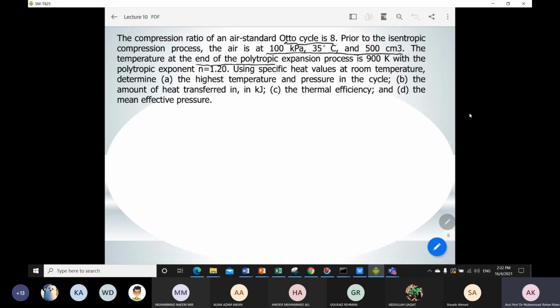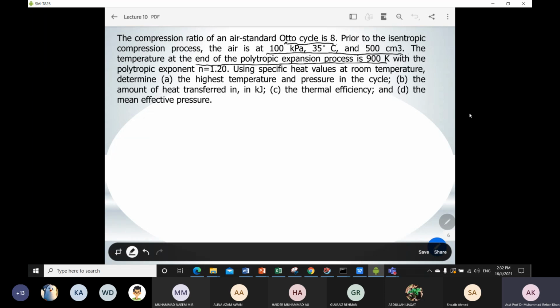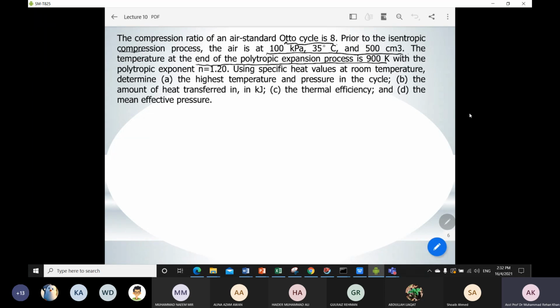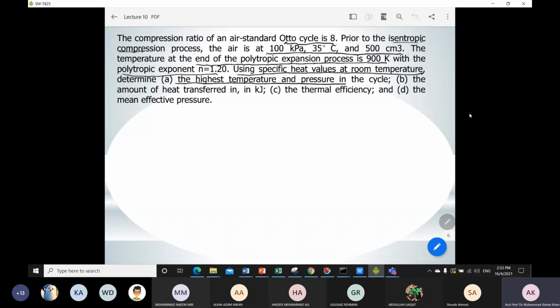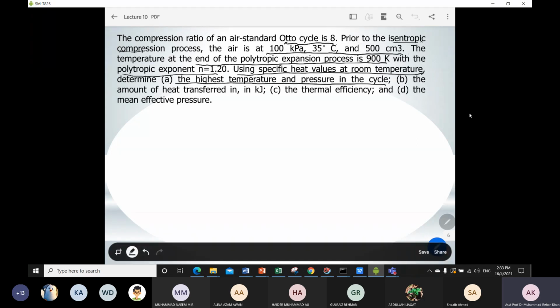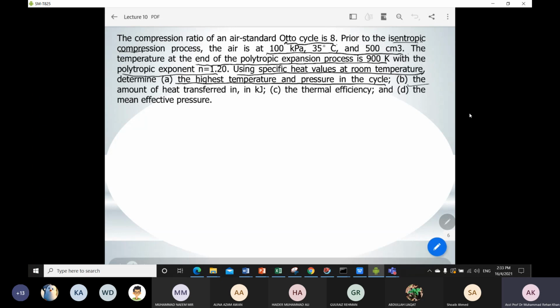At the end of the polytropic expansion process the temperature is 900 Kelvin, so it is mentioned that the polytropic expansion process is involved, and the compression process is isentropic, and the polytropic exponent value is 1.2. Using the specific heat values at room temperature, which means you have to use constant specific heat values, you have to find the highest temperature and pressure in the cycle, meaning T3 and P3, the amount of heat transfer in kilojoule, the thermal efficiency, and the mean effective pressure.